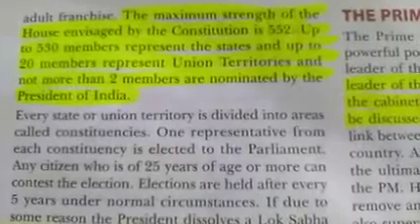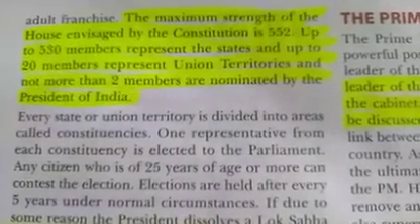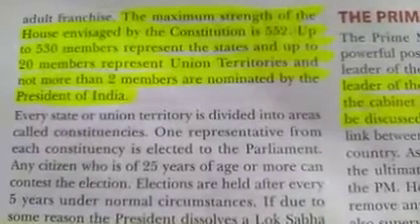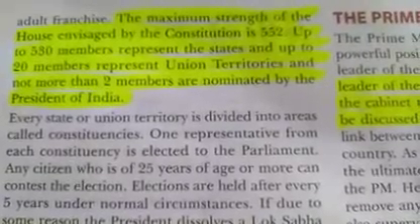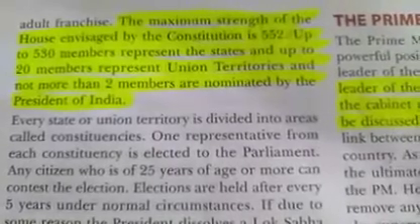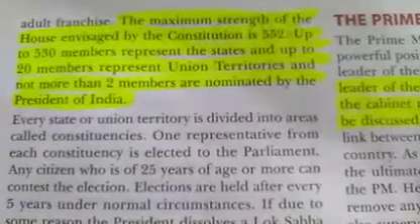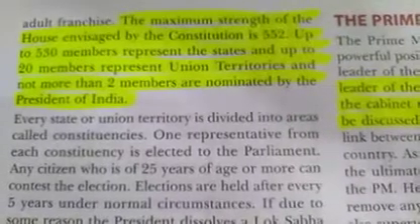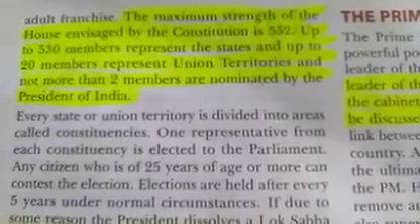Up to 530 members represent the states, up to 20 members represent union territories, and not more than 2 members are nominated by the President of India. So total seats are 552. 530 members represent the states, they come from the states being elected by the people. 20 come from the union territories, and 2 members are nominated by the President of India.